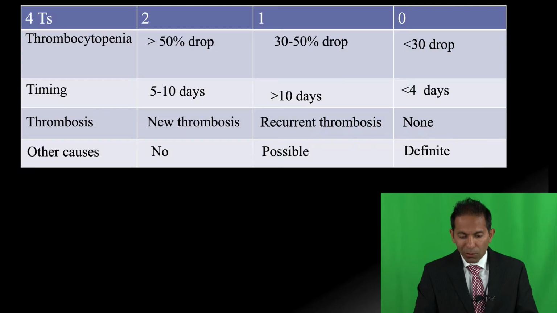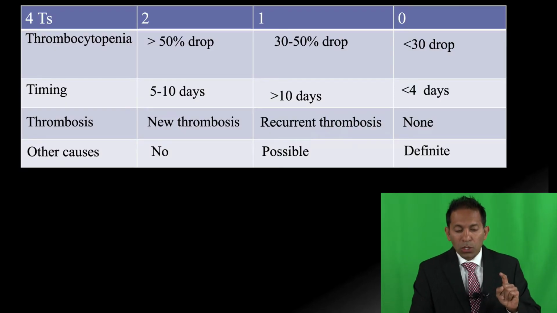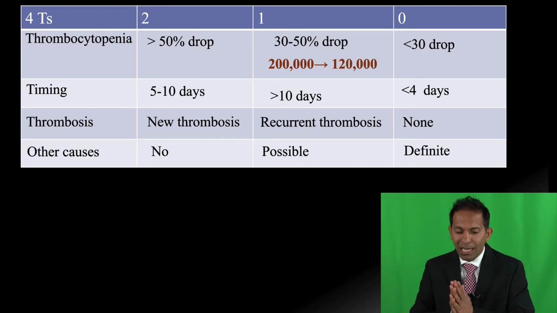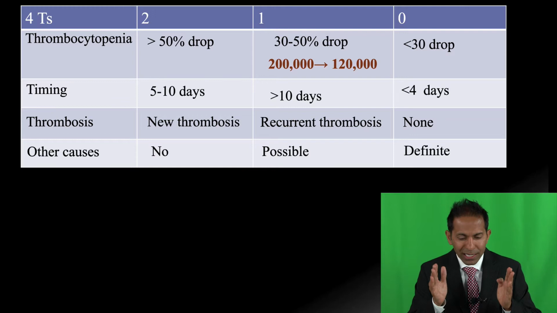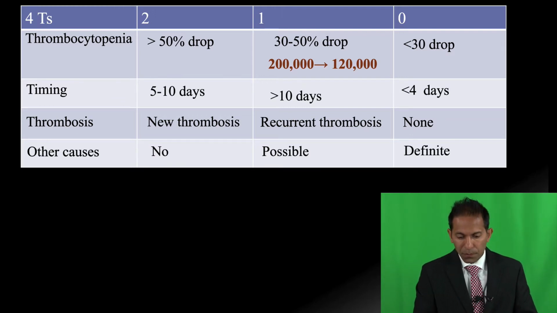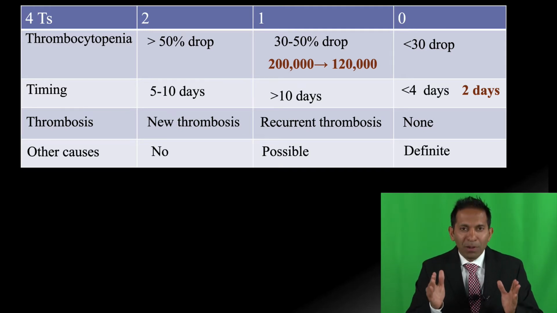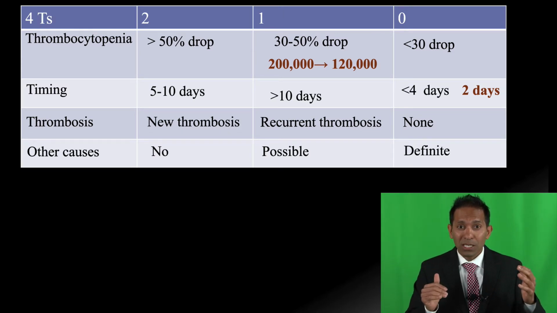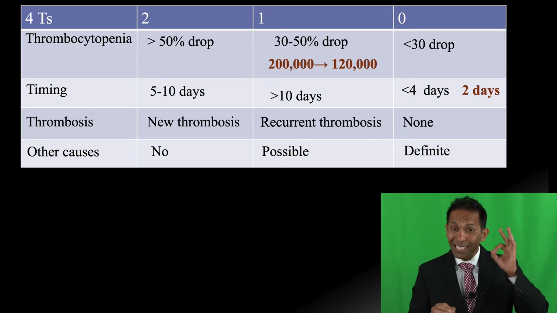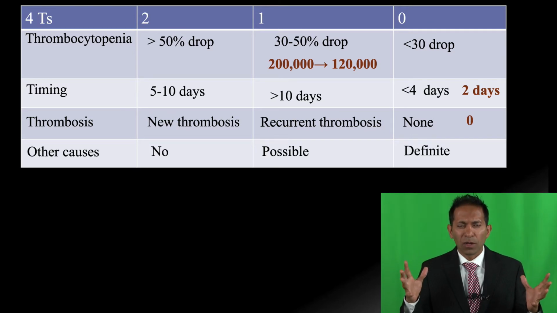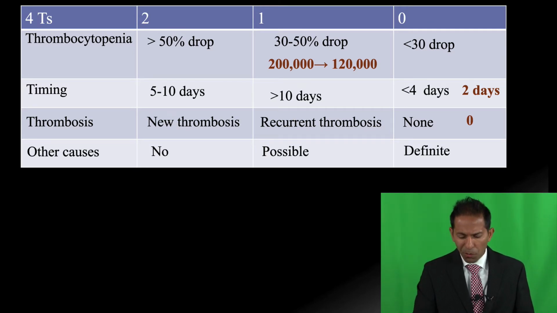Okay, so let's calculate our patient's 4T score. Her platelet count dropped from 200,000 to 120,000. So she has a 40% drop in platelet count. She gets 1 point. Timing. If a patient has a drop in platelet count within 4 days, their likelihood of having HIT is very low. Our patient got heparin 2 days ago and the platelet count dropped, so she gets 0 points for timing. Thrombosis, I told you she has no evidence of blood clot on examination, so she gets 0 points.